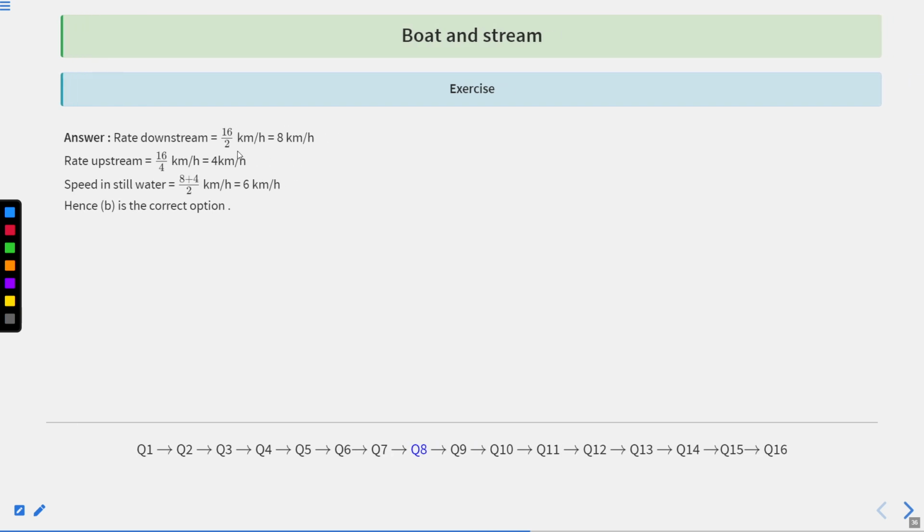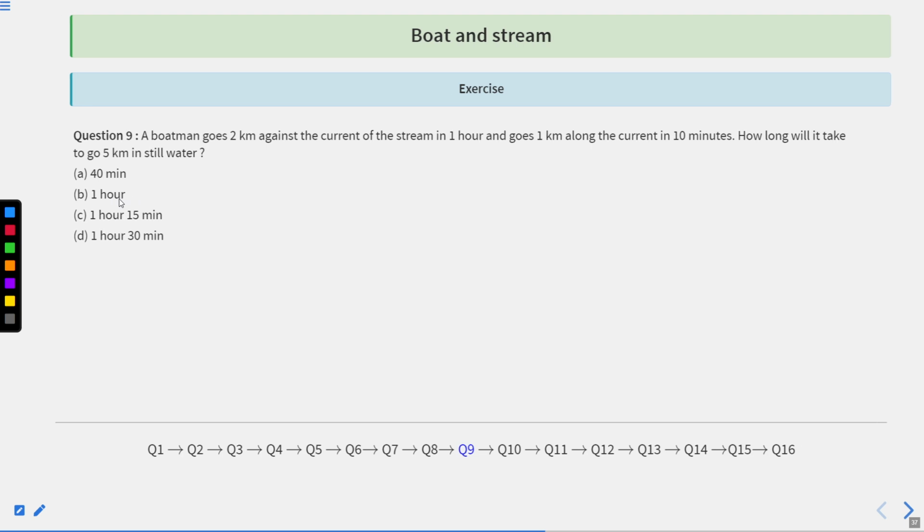So rate downstream is equal to 16 upon 2 km per hour. So it is going to be 8 km per hour. So the rate upstream is equal to 16 upon 4 km per hour, equal to 4 km per hour. So the speed in still water is (8 plus 4) upon 2 km per hour. That is 6 km per hour. So the correct option here is option number B.